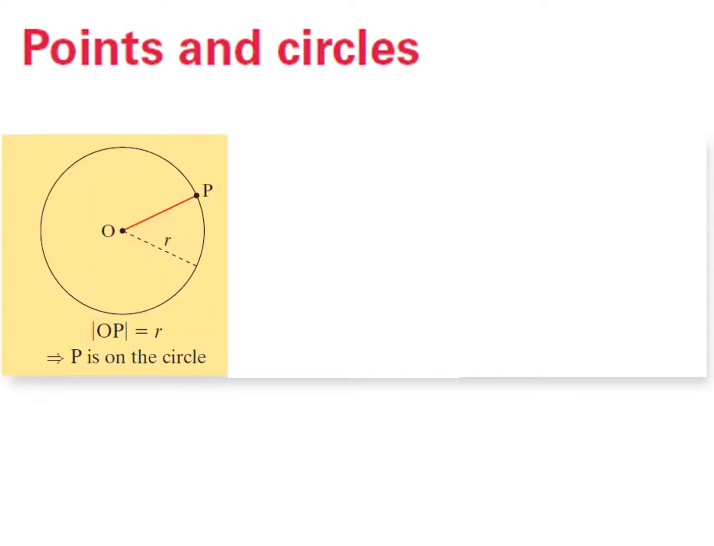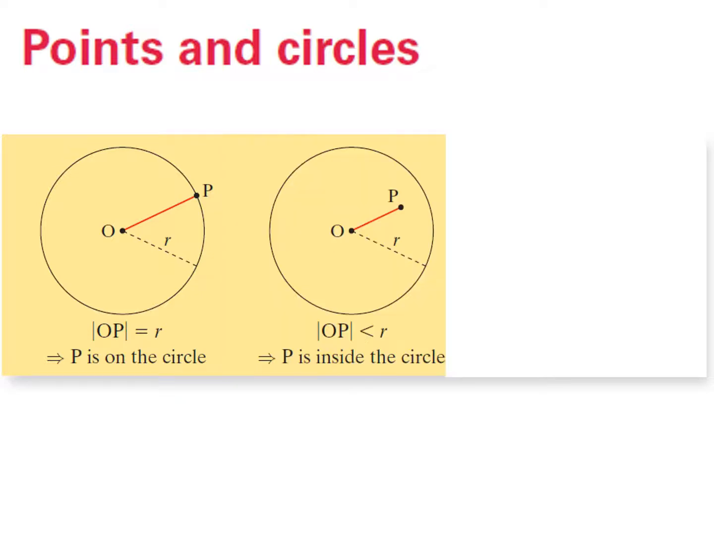So now we're going to have a quick chat about points and circles. If I have a point P and it's on the circle, the distance from O to P should match the length of the radius. So if I wanted to check where P is, I could measure O to P, and if O to P was the same as the radius, P is on the circle.